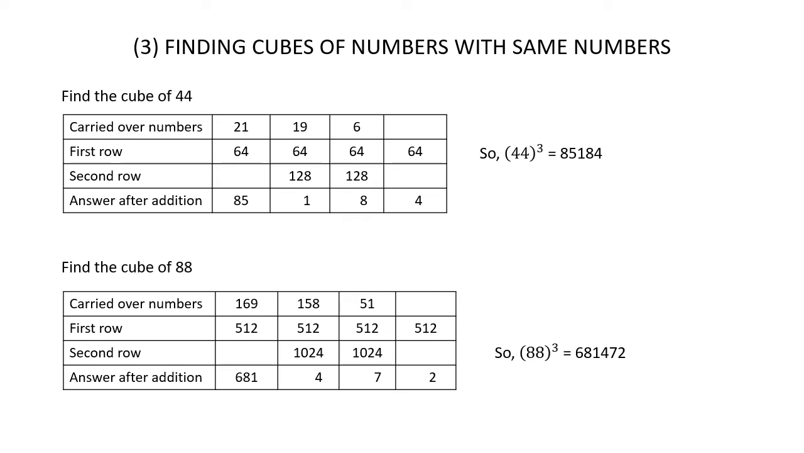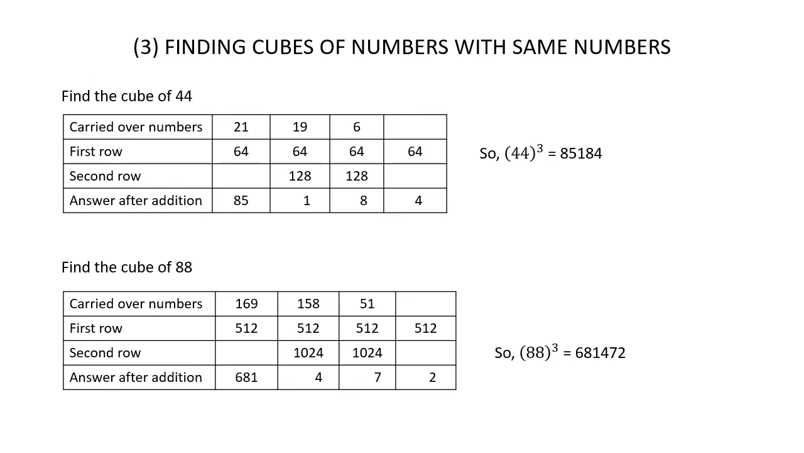Let's look at another example. Find the cube of 88. Now the number 88 has 8, 8 as the digits. So 8 cubed is 512. Now write 512 in the first column, 512 in the second column, 512 in the third column, and 512 in the fourth column. Double of 512 is 1024.